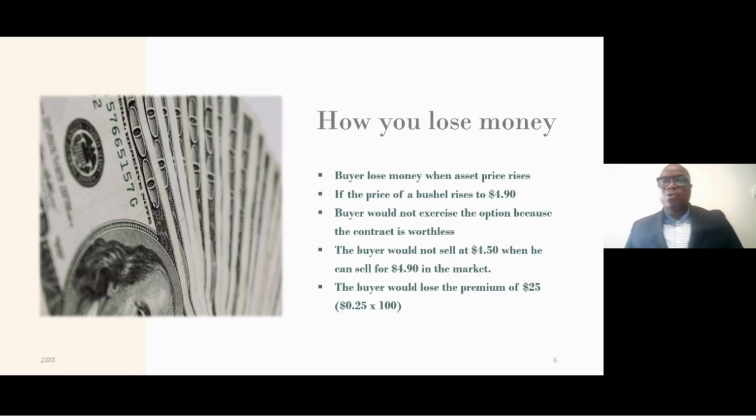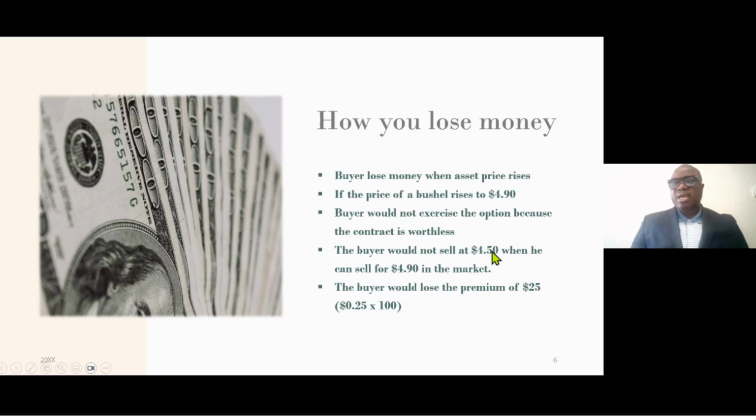So let's see how you can lose money. The buyer will lose money when the price of the asset rises. So let's say the price of a bushel of corn rose to $4.90, right? The buyer will not exercise the option because the contract is worthless. Why will the buyer want to sell for $4.50 when the current price is $4.90? You would rather sell for $4.90.